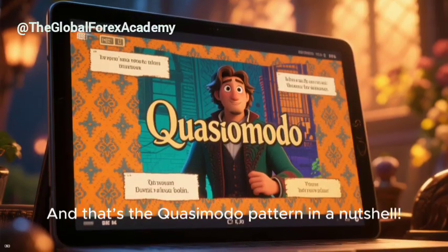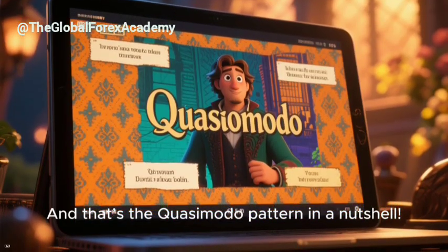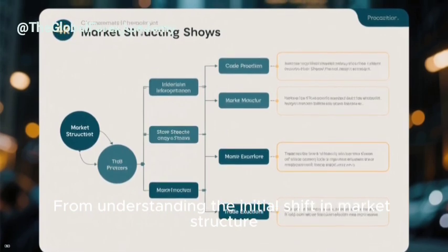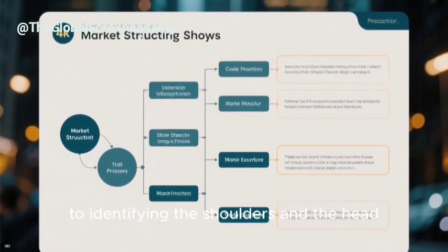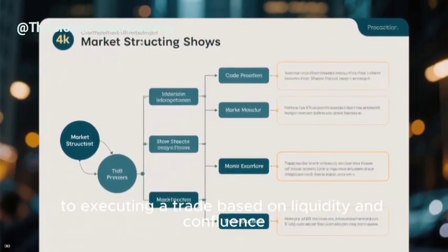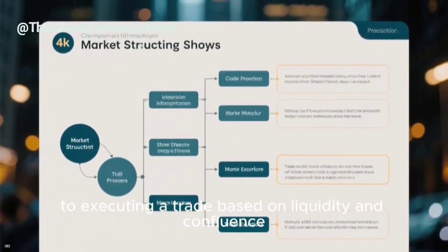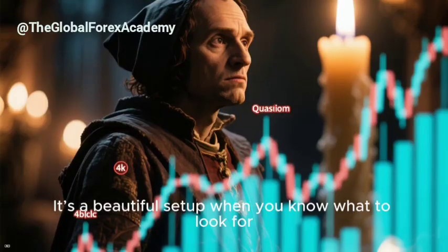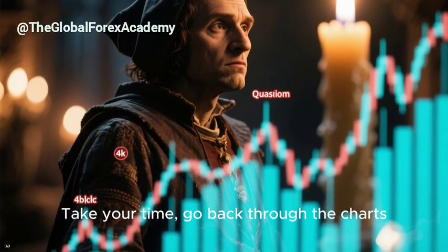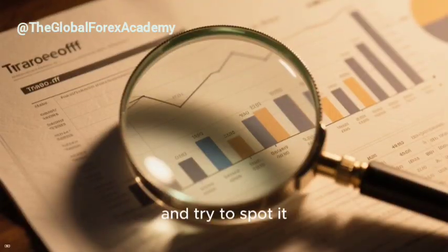And that's the Quasimodo pattern in a nutshell. From understanding the initial shift in market structure, to identifying the shoulders and the head, and finally, to executing a trade based on liquidity and confluence. It's a beautiful setup when you know what to look for. Take your time, go back through the charts, and try to spot it for yourself.